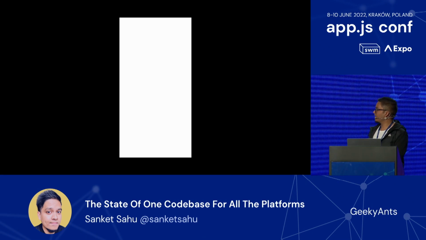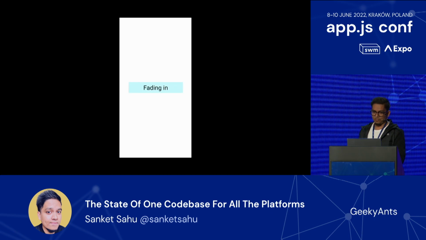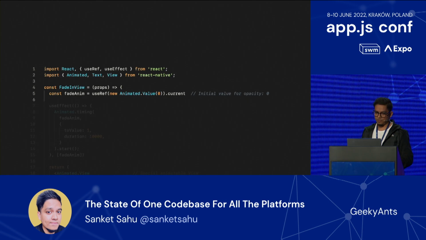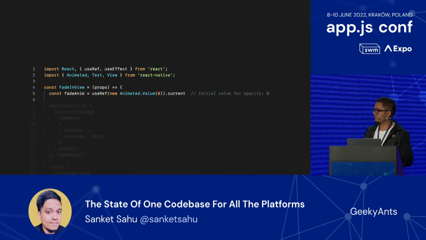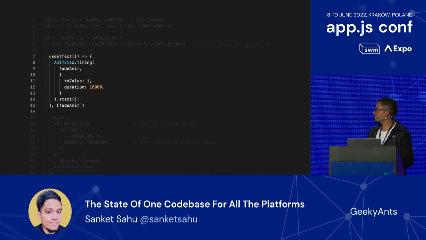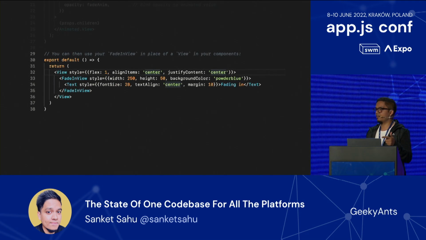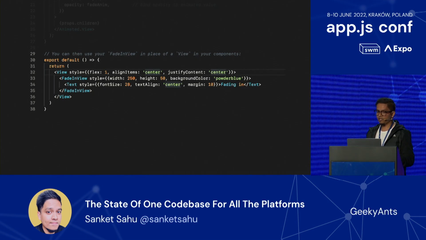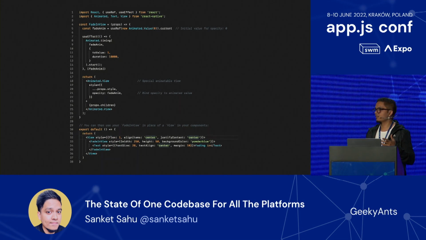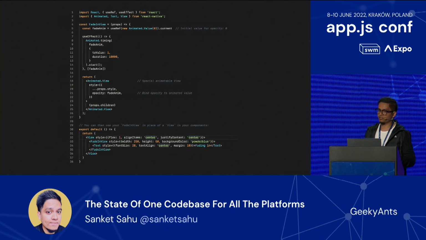If we have to build something as simple as a fade-in animation like this, we would essentially have to import Animated from React Native, create an animated value with a ref, give it some timing and duration, use an effect, and then return the Animated.View component. And then later replace the standard View component with a FadeInView. So it's a lot of work to get something as simple as a fade-in animation in React Native. This essentially works with React Native Web as well, so you get the cross-platform behavior. But the API can be hard.